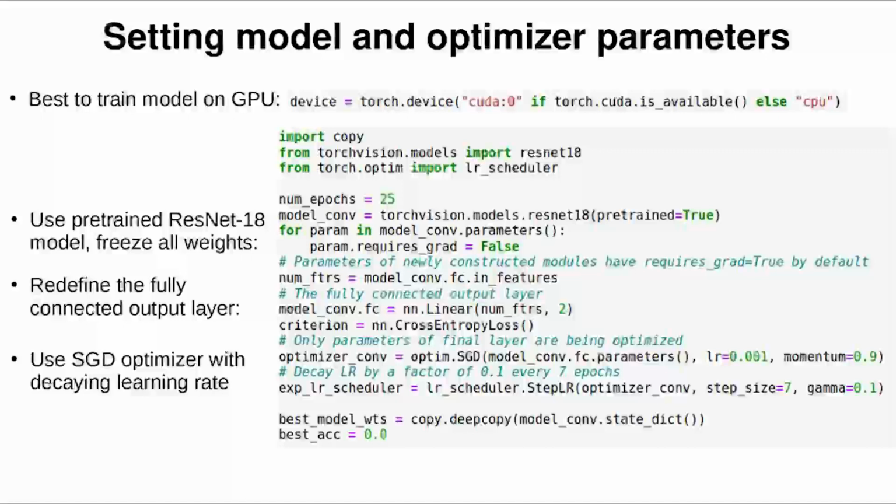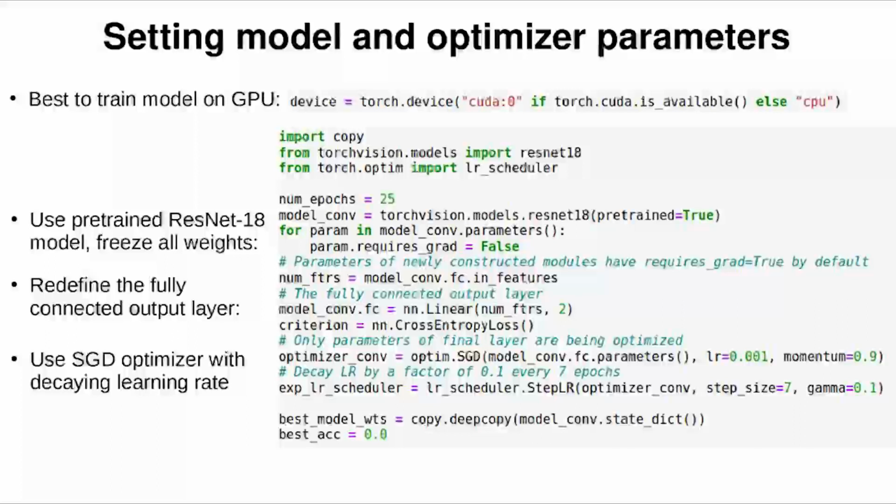Training large models is most efficient on GPUs that allow for massively parallel computation. Therefore, we check whether a GPU is available for training, and if so, tell PyTorch to send the model to train on it, and otherwise use the CPU.